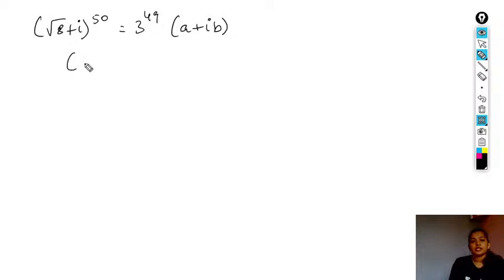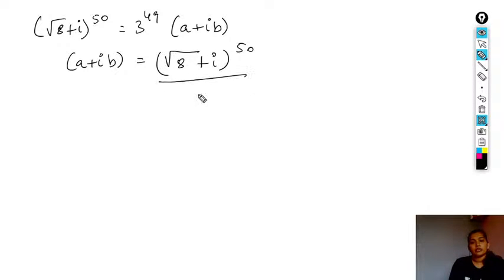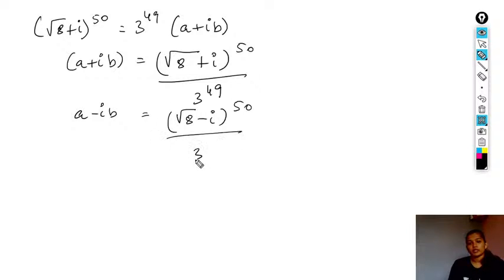So given this condition, what will be the value of a plus iota b? This will be equal to root of 8 plus iota raised to the power 50 divided by 3 raised to the power 49. So if we have to take the conjugate of this, a minus iota b, right? The denominator term is a real number, so the conjugate of the numerator would be root of 8 minus iota, and this is raised to the power 50 divided by 3 raised to the power 49 here.